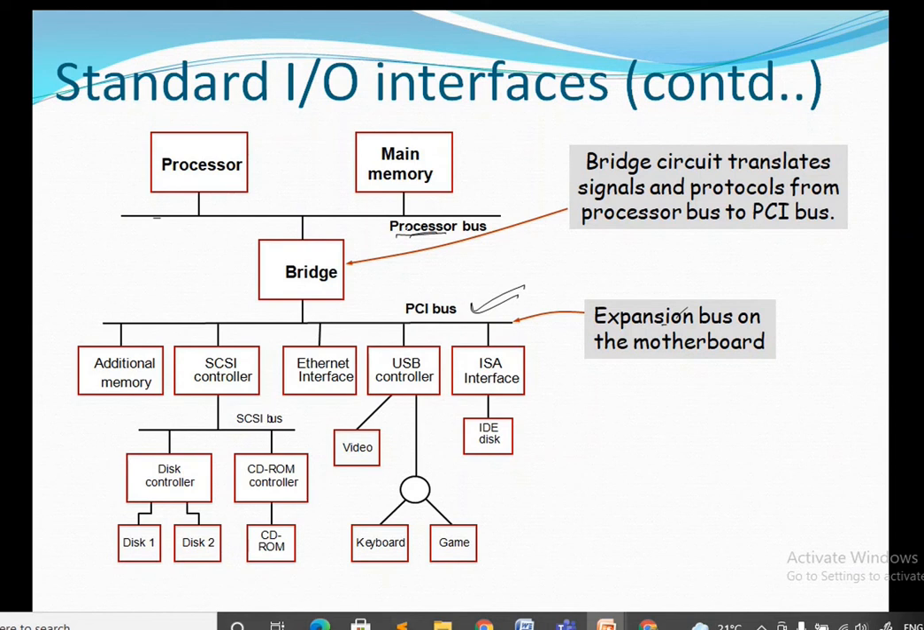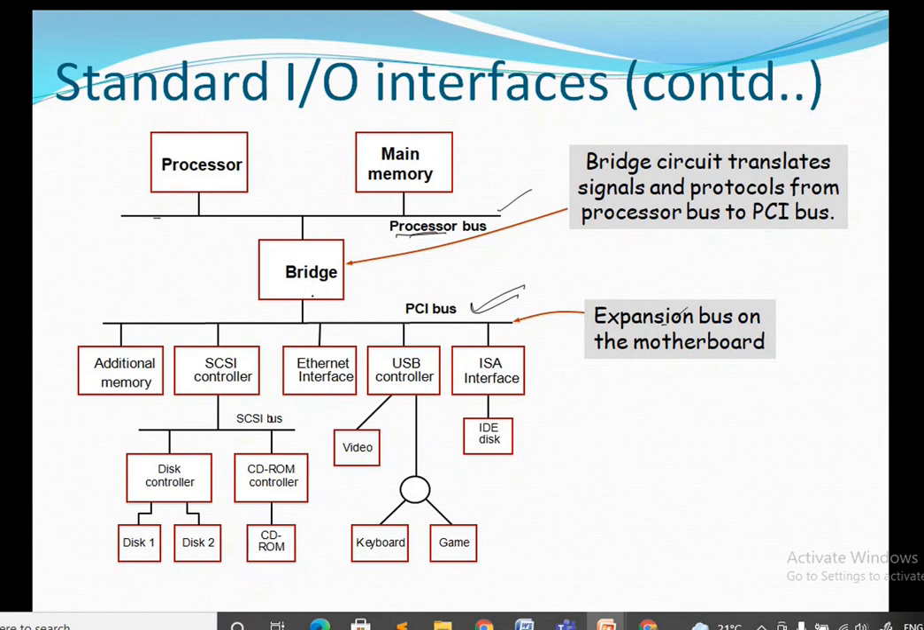Now what is the bridge here? The bridge circuit translates the signals and protocol from the processor bus to the PCI bus. The processor bus has some set of characteristics, and PCI has its own set of characteristics. They do not match, and that is the reason you cannot connect them directly. That conversion is taken care of by the bridge circuit, which is why the bridge circuit is required.